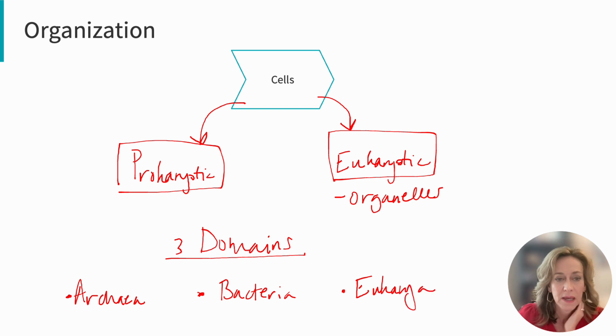eukarya. So eukarya sounds a lot like eukaryotic, and guess what? Yep, it's made up of organisms made of eukaryotic cells. Archaea and bacteria both are made of prokaryotic organisms. So all living things are going to fall into one of those 3 domains.